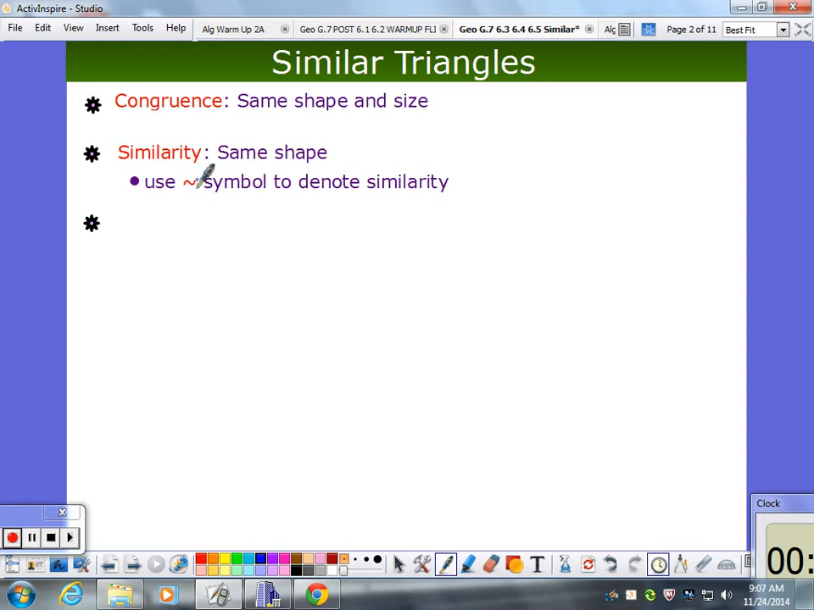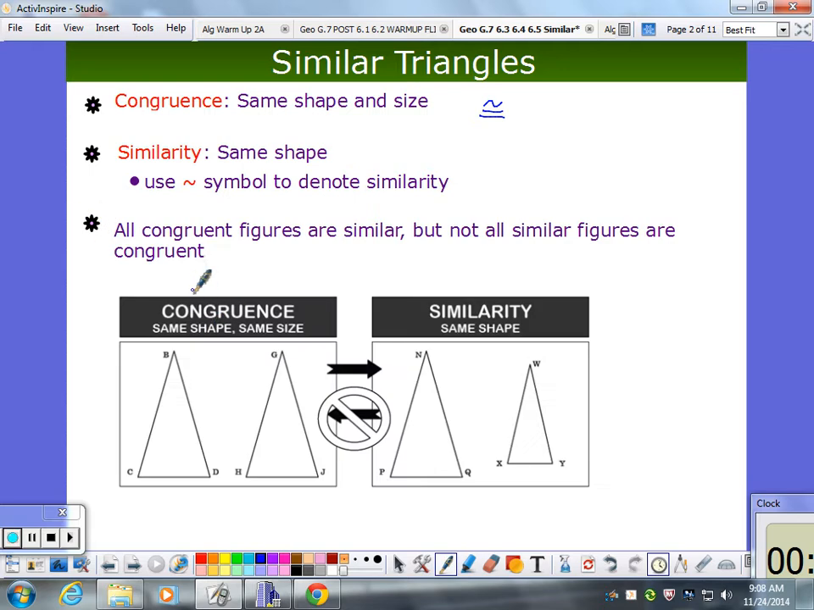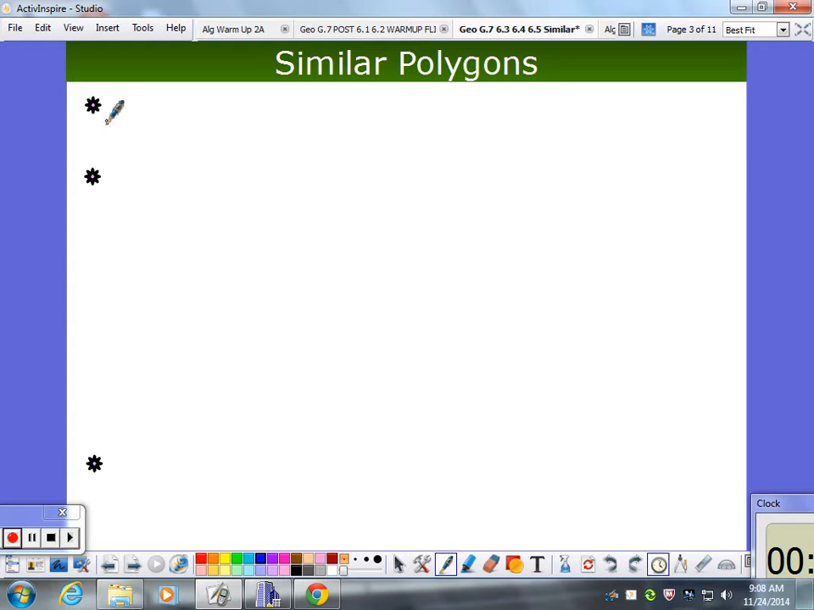And we use this little symbol here, I guess that's called a tilde. That means similarity. So congruence is the equal sign with the little tilde. When you're using similarity, you just have this symbol, no equal sign, because they're not the same size. So all congruent figures are similar, but not all similar figures are congruent. If you're congruent, because you are the same shape, you will be similar. But if you're similar just because you're the same shape, you don't have to be the same size. So maybe picture triangles like this, which are the same shape, but not the same size. That's what similarity does. Proportional.